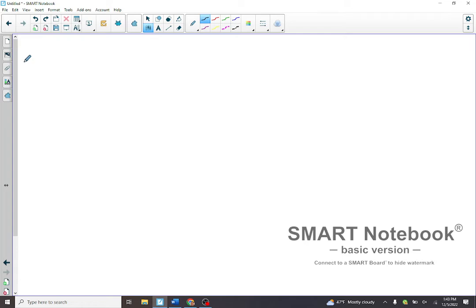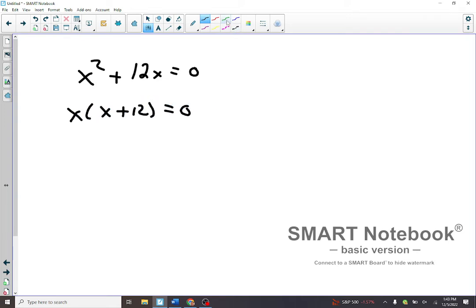All right, last section of your test is factor and solve for x. So let's say x squared plus 12x equals 0. They have an x in common, so I'm going to take out an x. At this point, these are a multiplication situation. For things that multiply to 0, either the left side is 0 or the right side is 0, which means I can split and solve for each part individually.